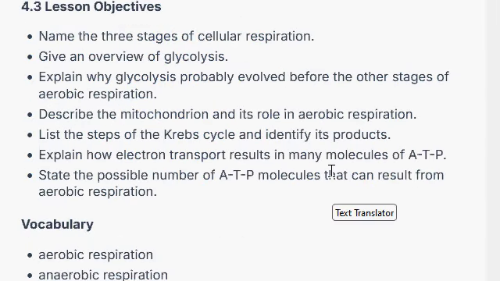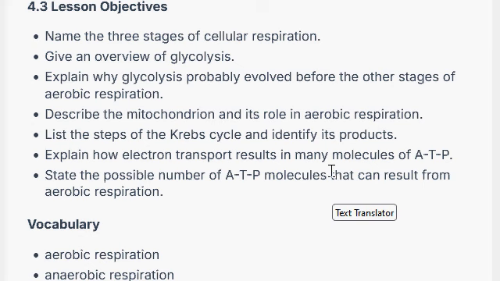4.3 Lesson Objectives. Name the 3 stages of cellular respiration. Give an overview of glycolysis. Explain why glycolysis probably evolved before the other stages of aerobic respiration. Describe the mitochondrion and its role in aerobic respiration.